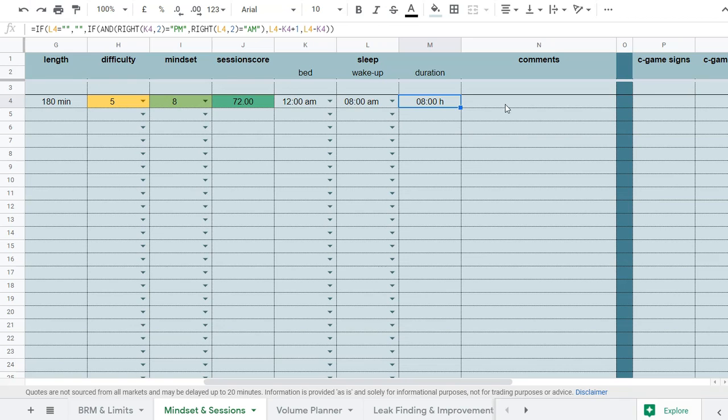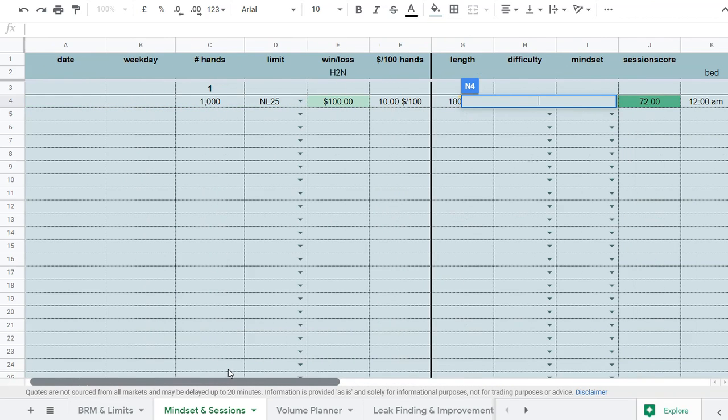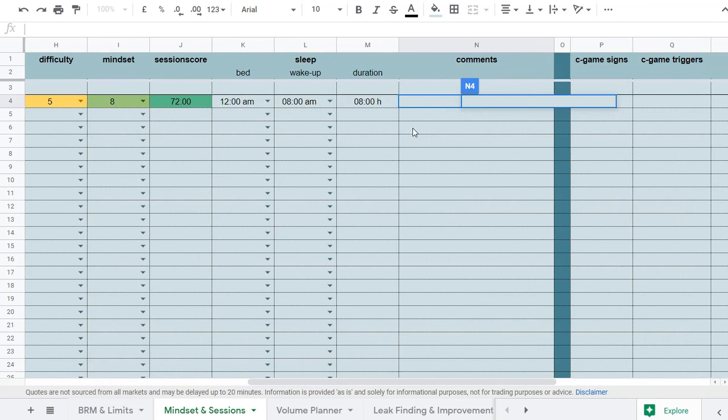The comments section is just for general comments regarding the session that was played on that day. At the moment, we have a selection of numbers which might feel somewhat abstract, whereas here is our opportunity to add some more detail regarding the session. So for example, if we had a difficulty rating of 10, why was that such a difficult session? We can write the reason here in the comments. If we managed to have a good mindset score, despite the fact that it was a difficult session, how did we manage to achieve that?